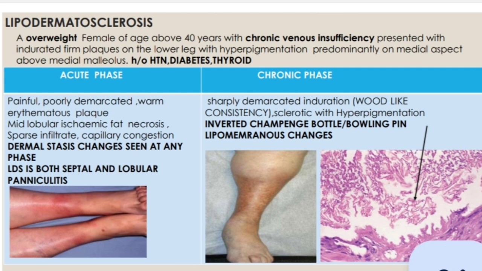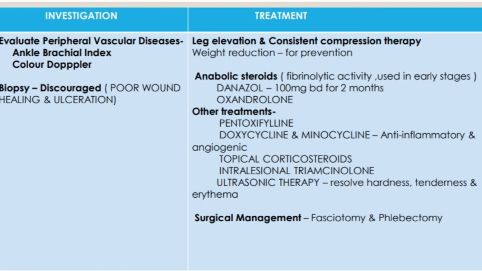Investigations for lipodermatosclerosis include checking for chronic venous insufficiency and evaluating peripheral vascular disease, which includes the ankle brachial index and color Doppler. Biopsy should usually be discouraged because of poor healing and ulceration. If needed, one should take the biopsy from the edge of the lesion. Treatment includes leg elevation and consistent compression therapy. This forms the main line of treatment, and for prevention, weight reduction should be advised.